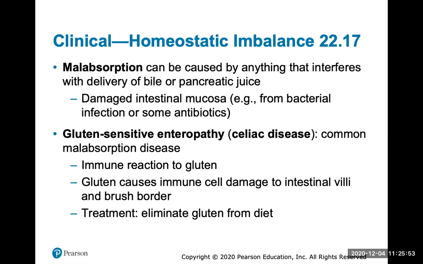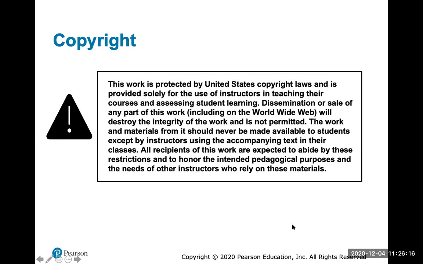Malabsorption is anything that interferes with the delivery of bile or pancreatic juice, usually due to damage of the intestinal mucosa by a bacterial infection or an antibiotic. Celiac disease is a common malabsorption disease. It's an immune reaction to gluten where it causes cell damage to the villi and brush border. So you can try to eliminate gluten from your diet.